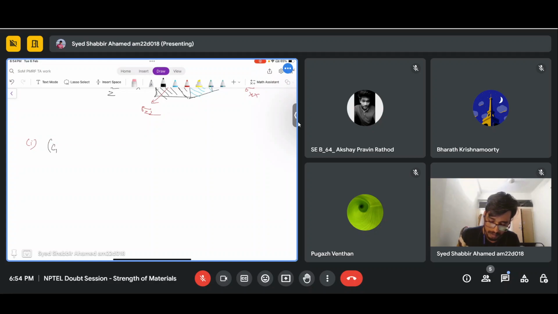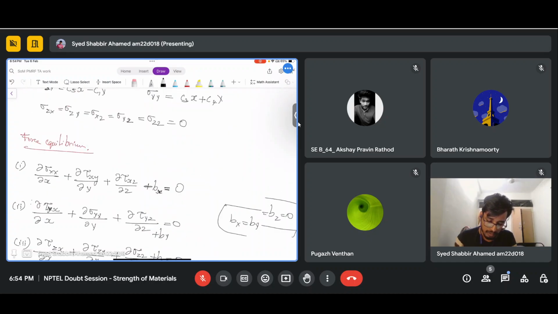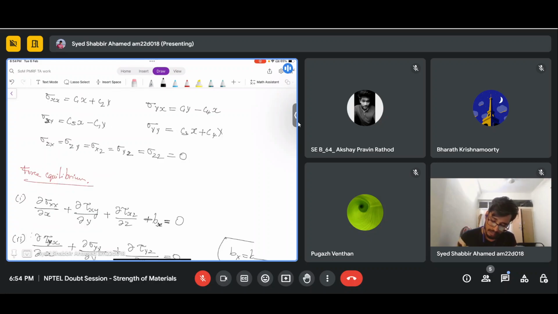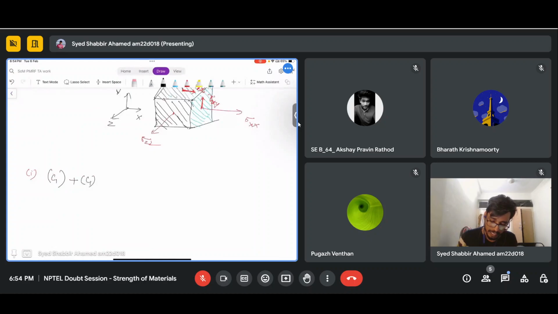C1 and just C1 plus dou tau xy divided by dou y, tau xy or sigma xy. So if I differentiate this with respect to y, I will get again simply C1. And the third part, we don't have any z components, it is 0, and we don't have any body force, so it is 0.